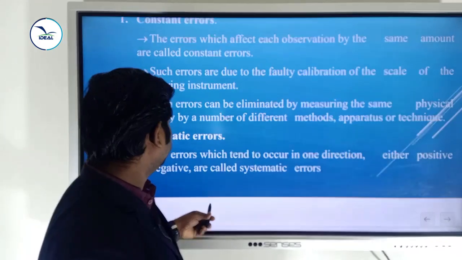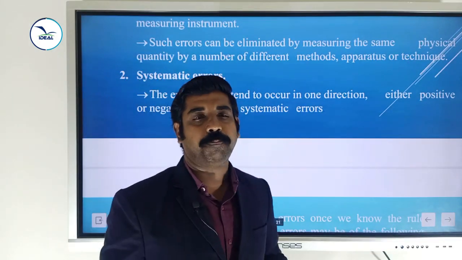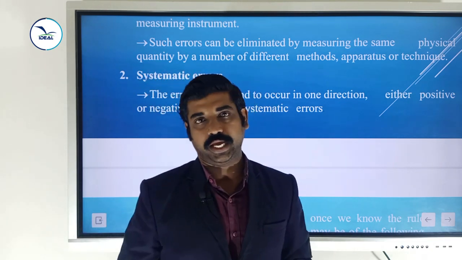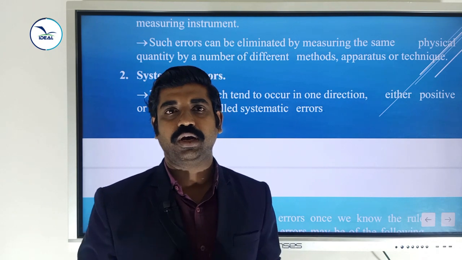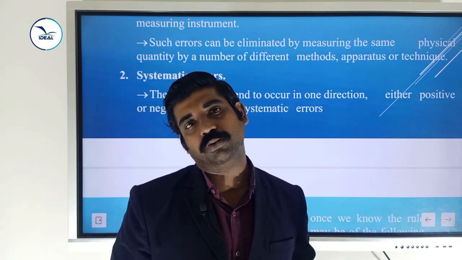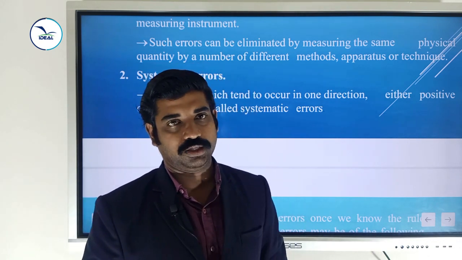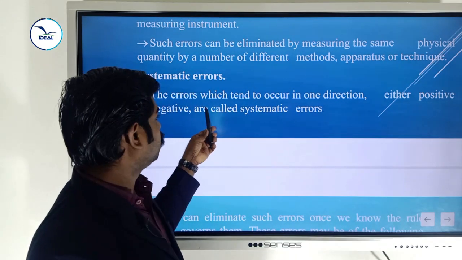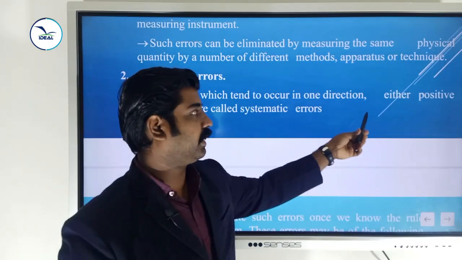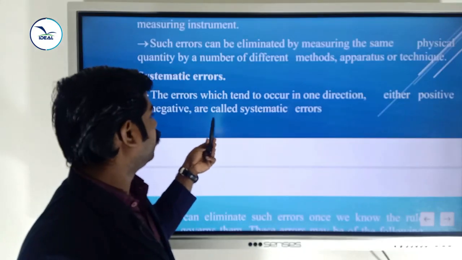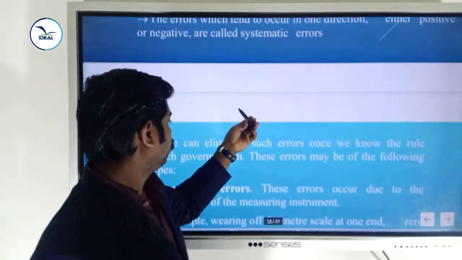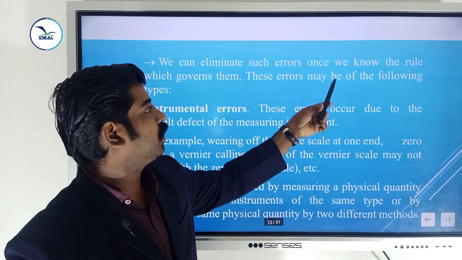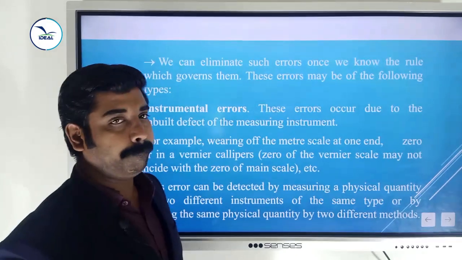And another one, systematic error. It is a one direction error. The systematic error may be positive or negative. It will occur in only one direction, either positive or negative. Such errors are called systematic errors. The errors which tend to occur in one direction, either positive or negative, are called systematic errors. We can eliminate such errors once we know the rule which governs them.